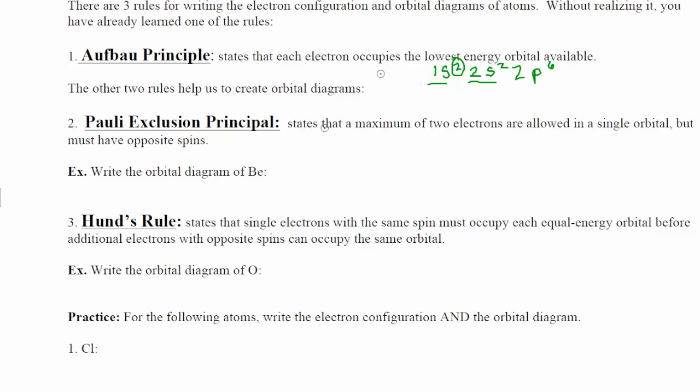Awesome. The next principle is the Pauli exclusion principle. And that states that a maximum of 2 electrons are allowed in a single orbital. Now remember, for the s orbital, you only have that spherical shape. So that is one orbital, that's one shape, one version of it, all right? For the p, you've got 3 different orbitals. You've got the p along the x-axis, the p along the y-axis, the p along the z-axis. So you've got a total of 3 orbitals for p.